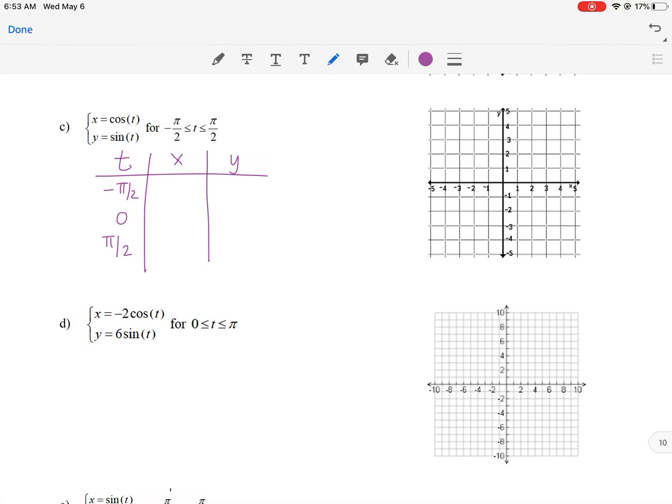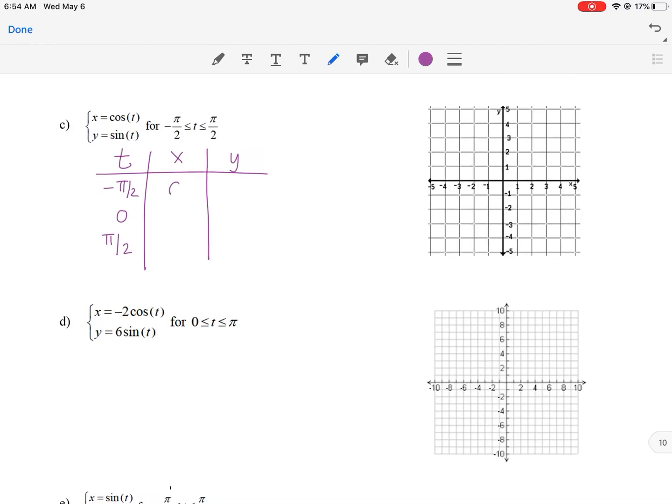Okay, so now we're going to do cosine of negative pi halves. Cosine of negative pi halves is equivalent to 0. Cosine of 0 is 1, and cosine of pi halves is 0. Let's do sine now. Sine of negative pi halves is negative 1. Sine of 0 is 0, and sine of pi halves is positive 1.